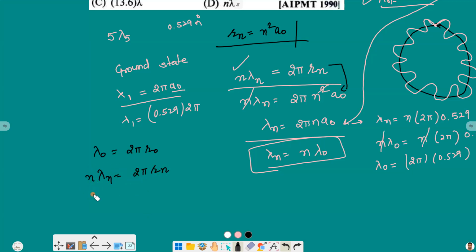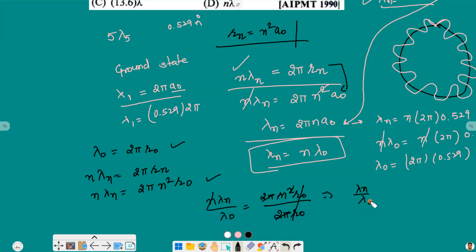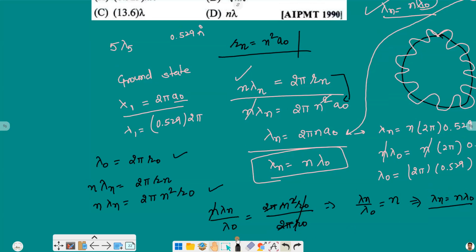Now n as it is, lambda n as it is, 2 pi r n is equal to n square times r node. And now if I divide both of these, what will I get? I will get n lambda n by lambda node is equal to 2 pi n square r node by 2 pi r node. R node gets cancelled, 2 pi gets cancelled, and here n square gets cancelled. So what will I have? Lambda n by lambda node is equal to n. And from that I can write lambda n is equal to n times lambda. And that is the relation we are looking for.